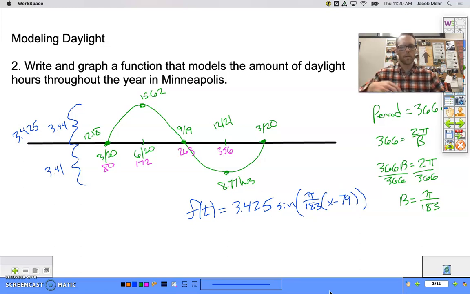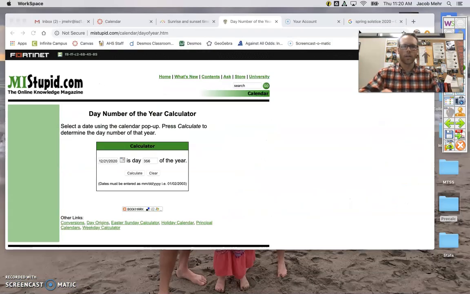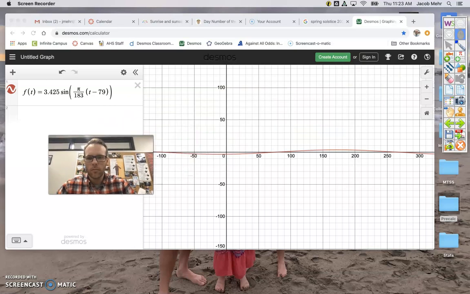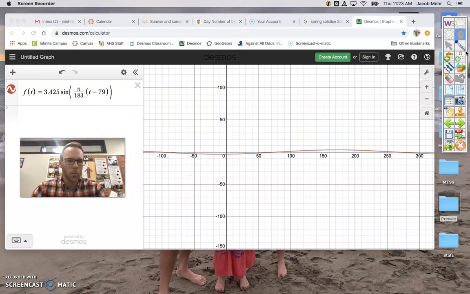All right, let's graph it and let's check it out. Oh, I forgot one more thing. We got to move that midline up to, what is our midline? Oh yeah, 12.18. All right, let's graph this and check this one out. All right, so I've got it typed in. Let's try to set an appropriate window here for us.